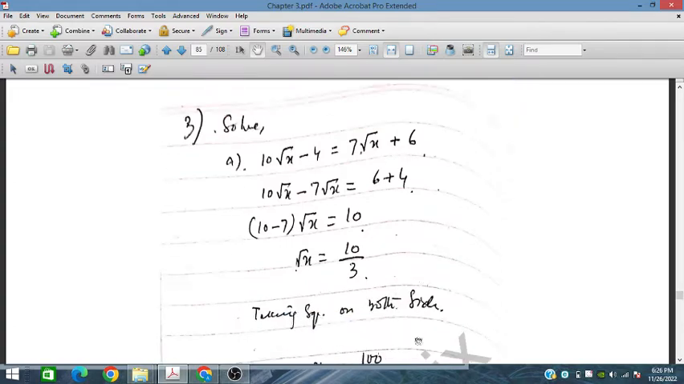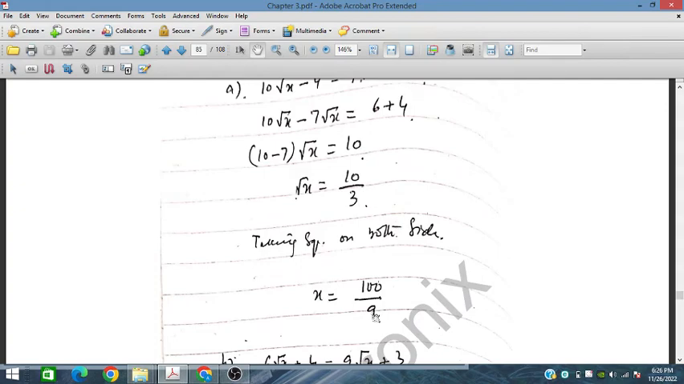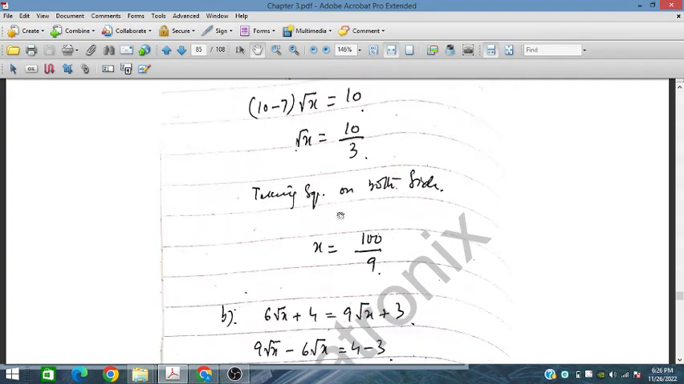Taking square root on both sides. So this is x, this is 100, this is 9. So x is equal to 100 by 9.